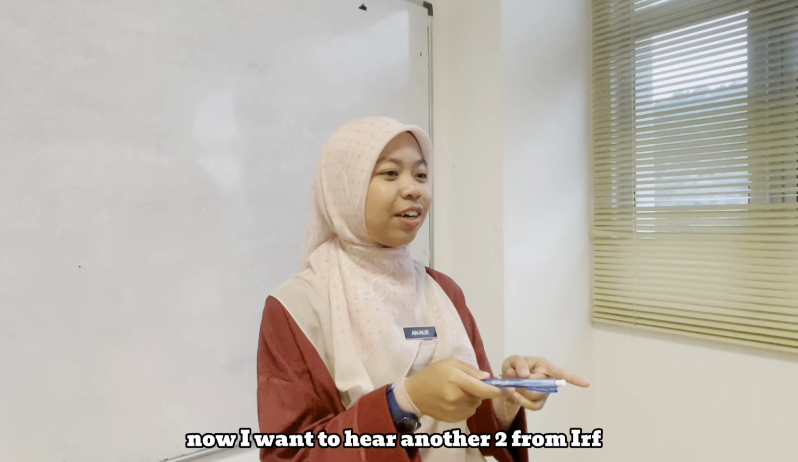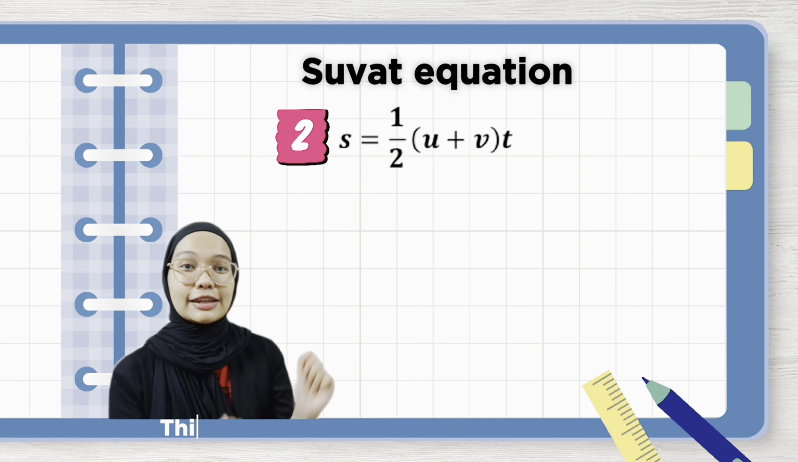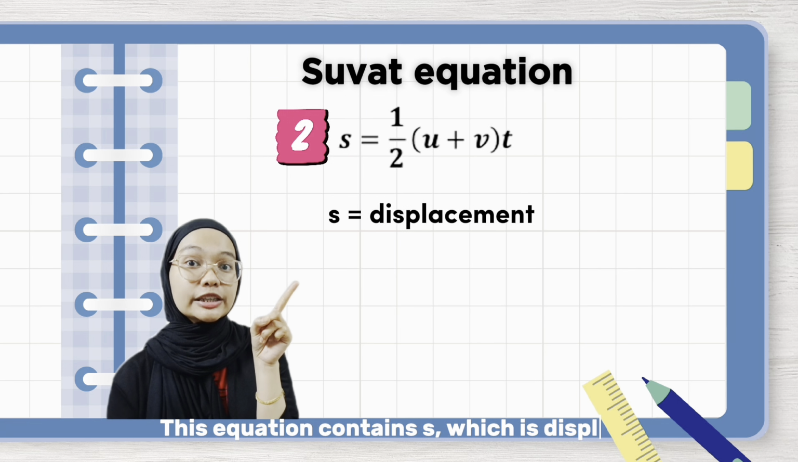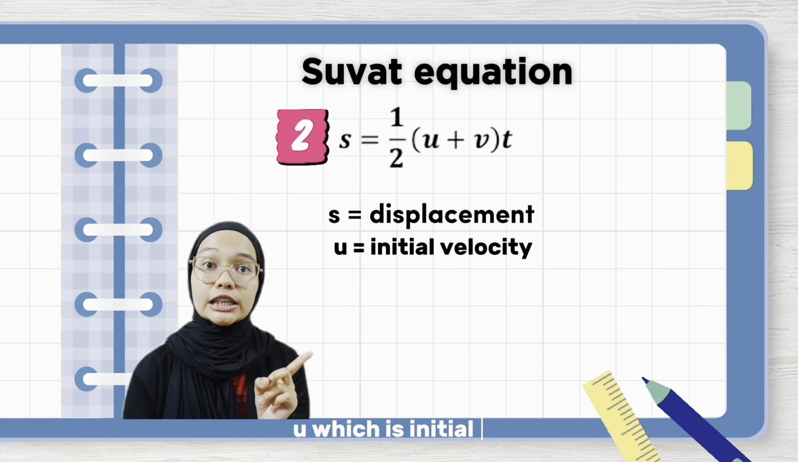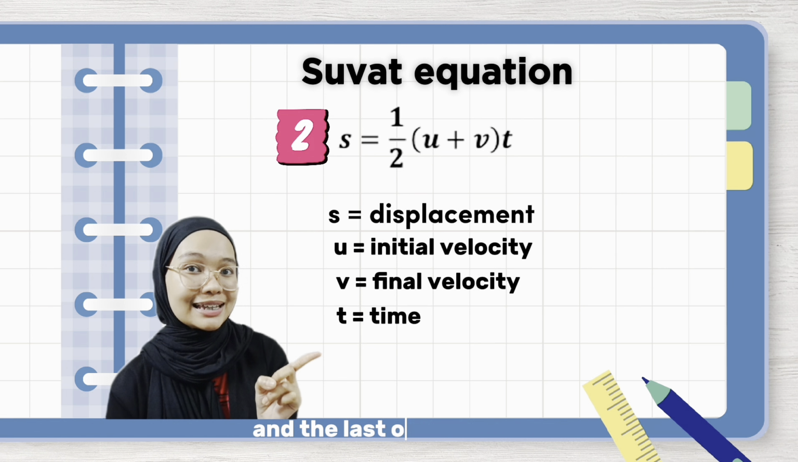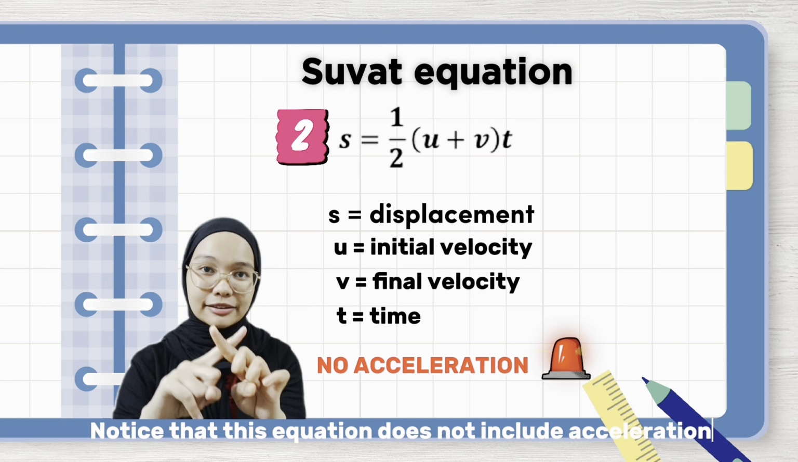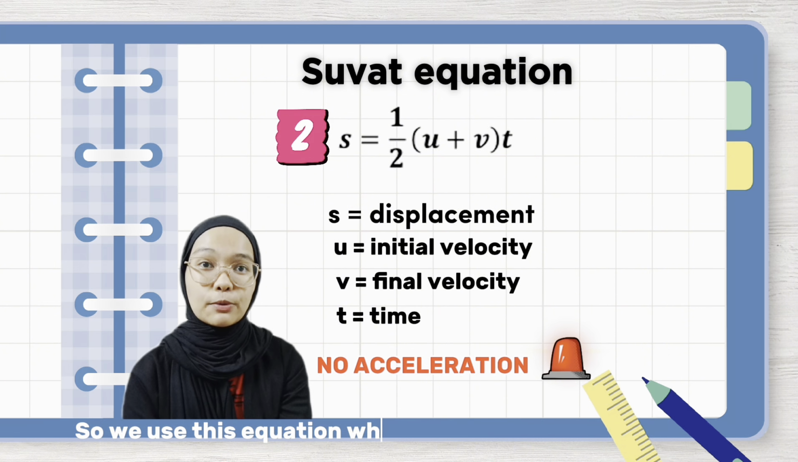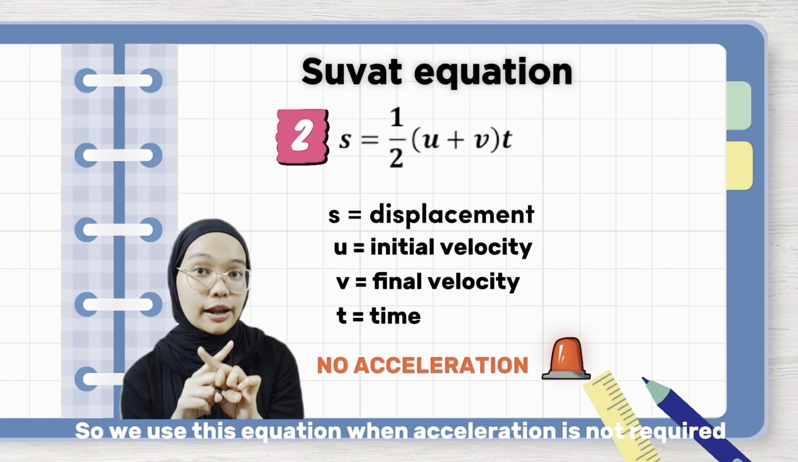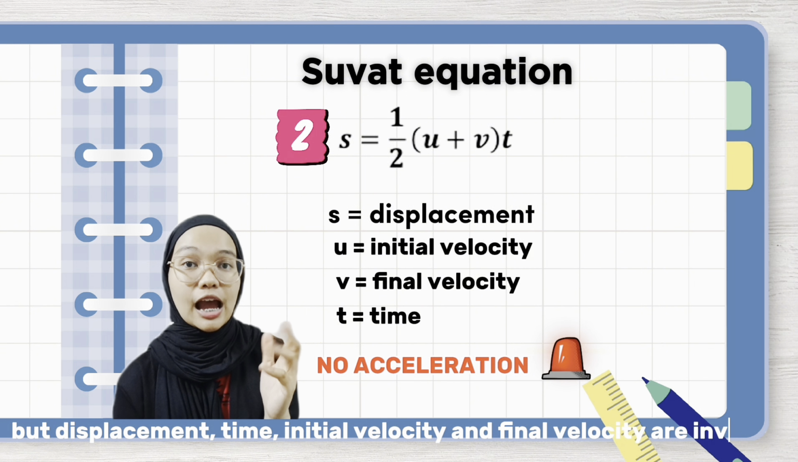Good job, Anne. Now, I want to hear another 2 from Irfa. Now, let's look at SUVAT equation number 2. This equation contains S, which is displacement, U, which is initial velocity, V, which is final velocity, and the last one, T, which is time. Notice that this equation does not include acceleration. So, we use this equation when acceleration is not required, but displacement, time, initial velocity, and final velocity are involved.